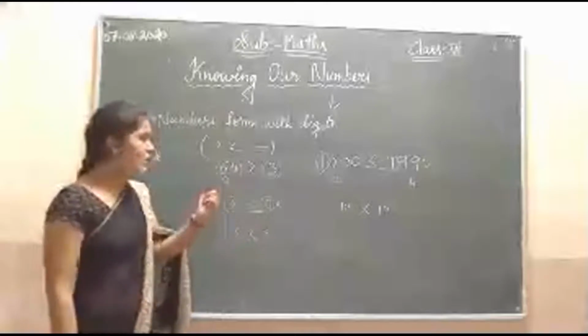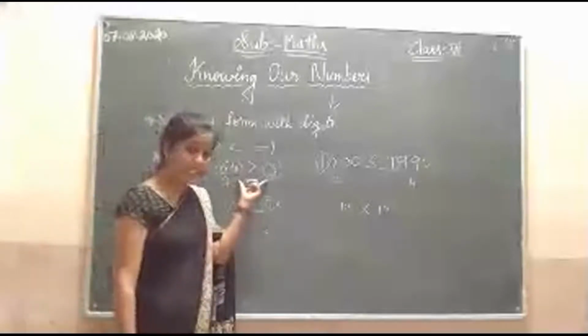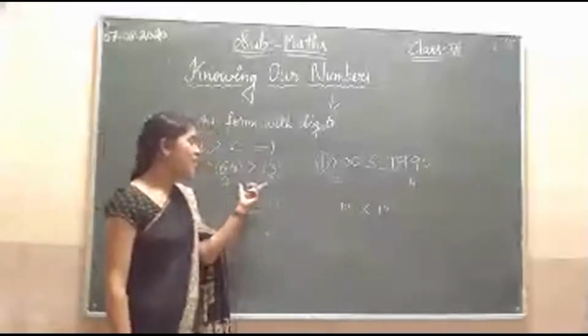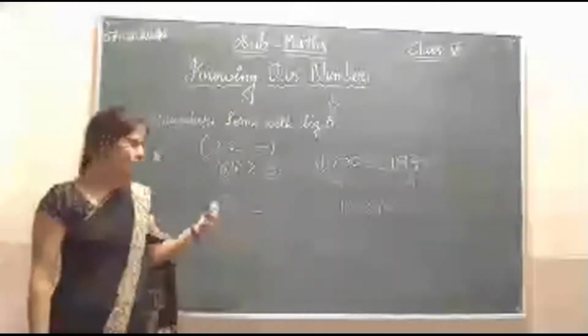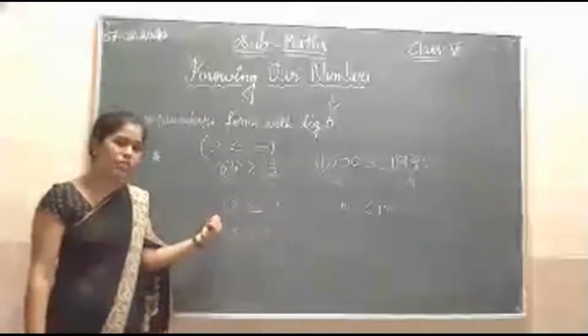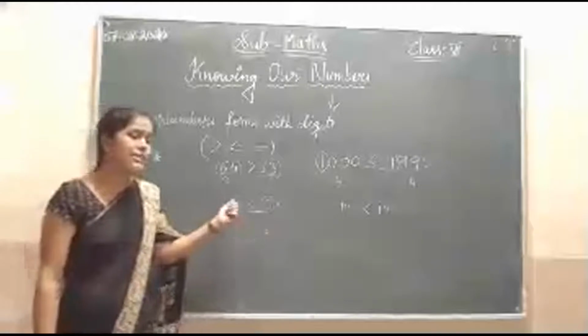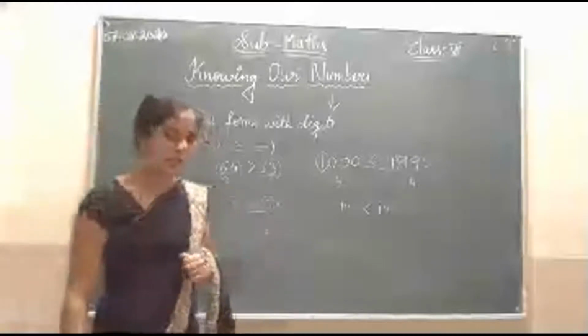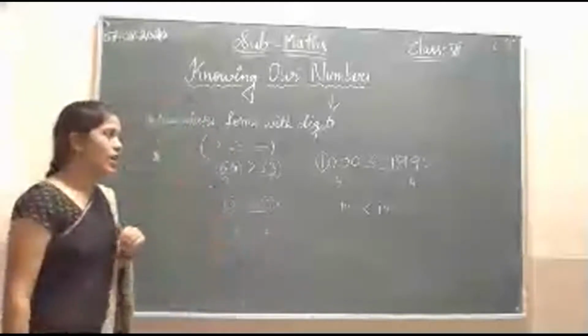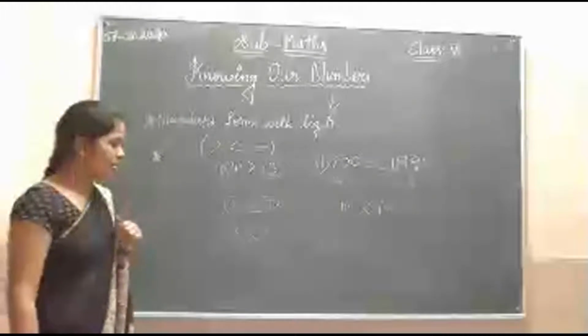First we will see how many digits. If the digits are equal, then see the first place. If the first place is also the same, then see the second place. This is how we will compare two numbers.